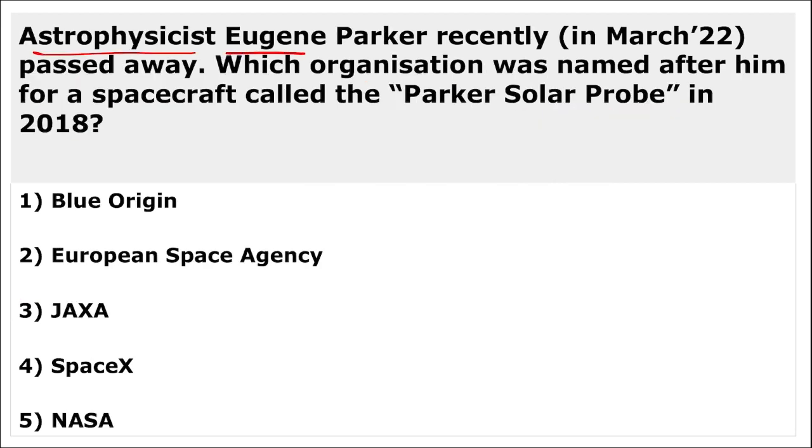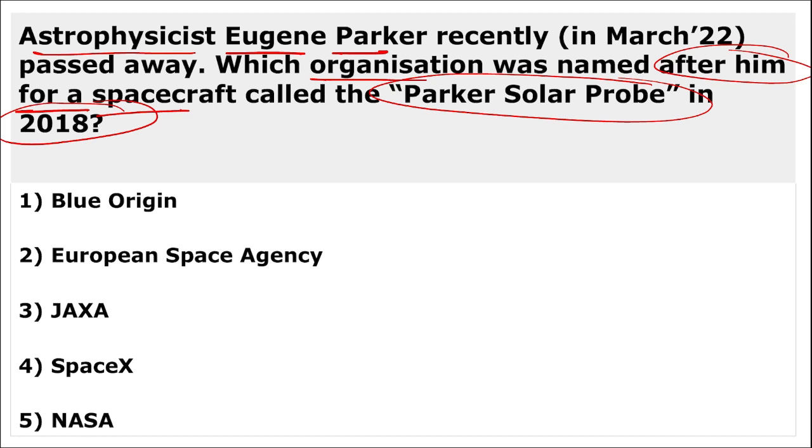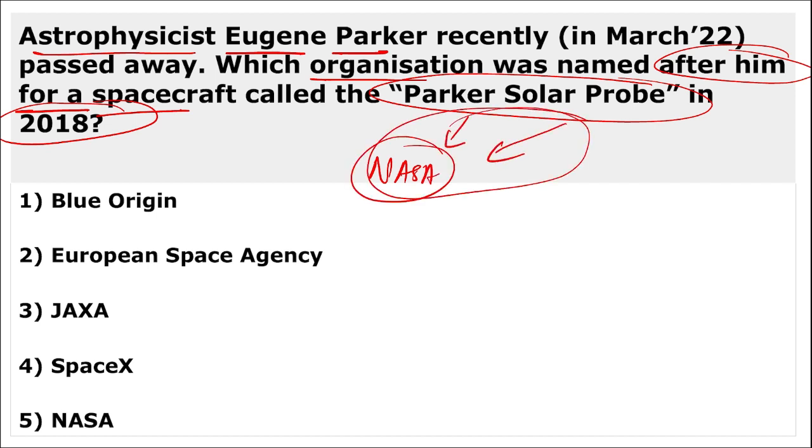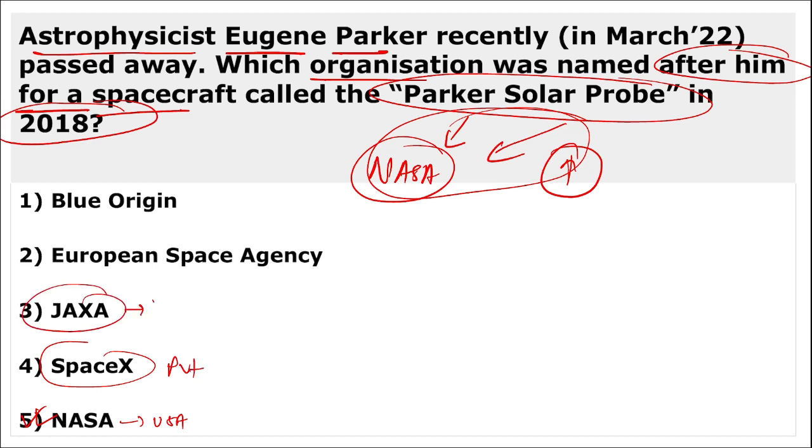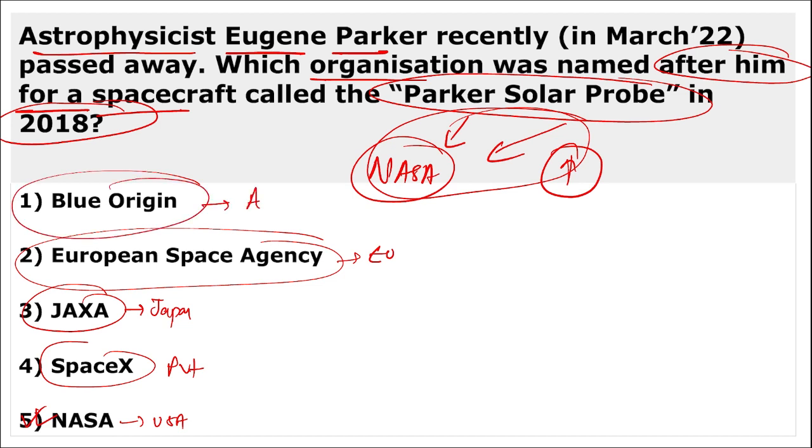Next, astrophysicist Eugene Parker, who recently passed away. Remember which organization named a spacecraft after him, the Parker Solar Probe, in 2018. It was NASA. This solar probe was launched by NASA. NASA is the space organization of the USA. SpaceX is private, of Elon Musk. JAXA is of Japan. The European Space Agency is of the European Union. Blue Origin is of the founder of Amazon. Who is the founder of Amazon?